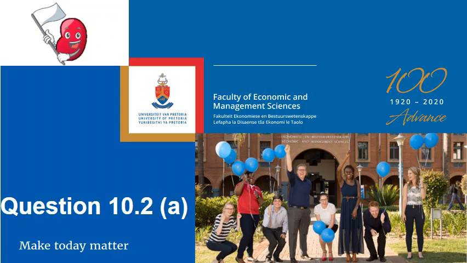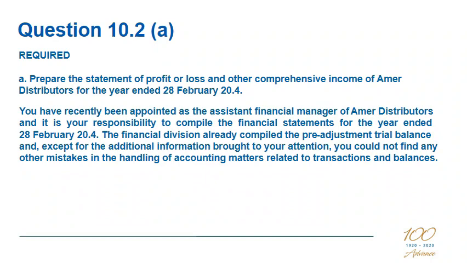Good day, everyone. I hope you enjoy this short recording on question 10.2, only the A part, and that deals with the statement of profit or loss and other comprehensive income specifically. We read the required part. They ask us to prepare the statement of profit or loss and other comprehensive income for the year ended 28 February 20.4, financial year, always an important date to remember.